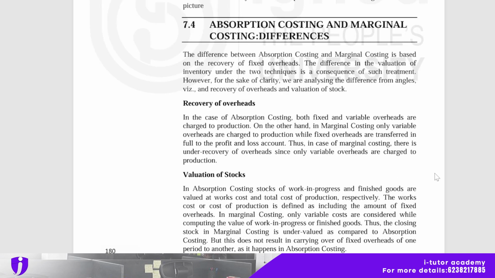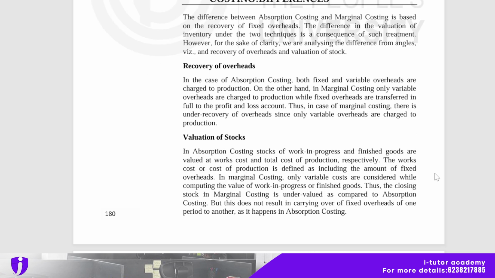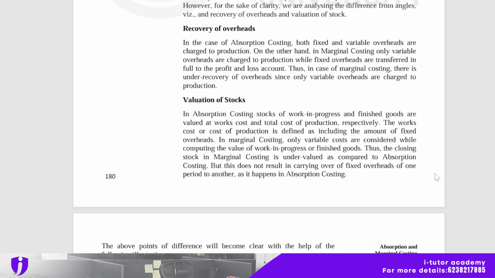And the next section is absorption costing and marginal costing and their differences. The differences between absorption costing and marginal costing are based on the recovery of fixed overheads. The difference in the valuation of inventory under the two techniques is a consequence of such treatment. However, for the sake of clarity, we are analyzing the difference from two angles: recovery of overheads and valuation of stock. Recovery of overheads: in the case of absorption costing, both fixed and variable overheads are charged to production. On the other hand, in marginal costing, only variable overheads are charged to production, while fixed overheads are transferred in full to the profit and loss account.